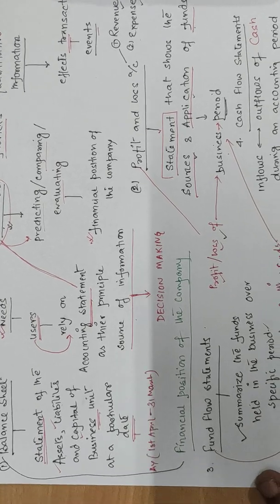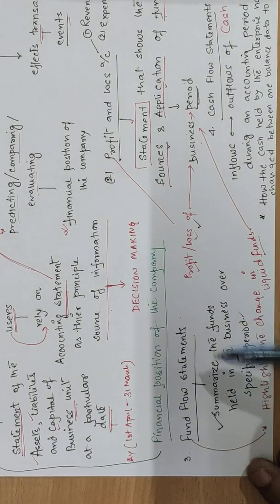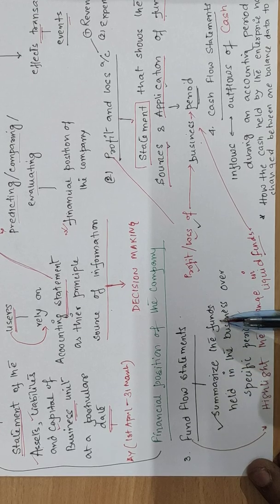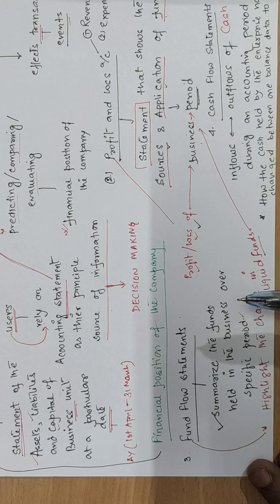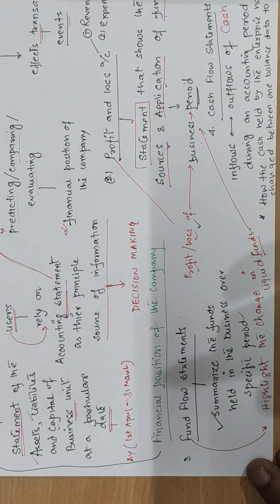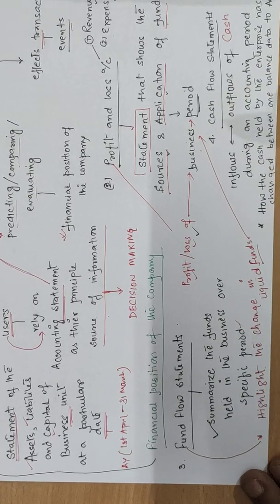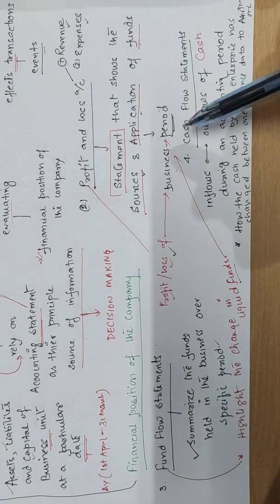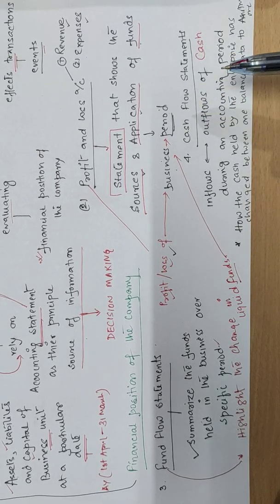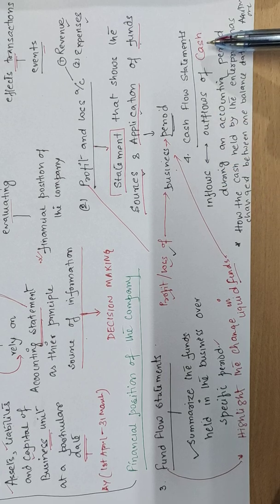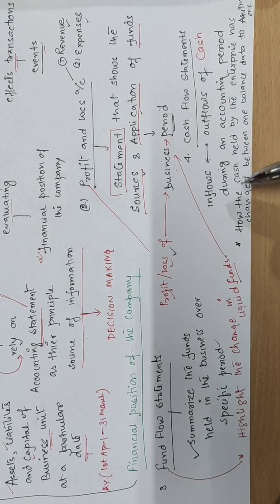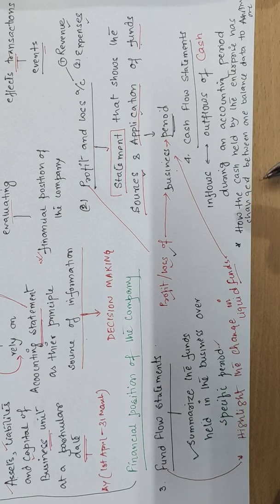Third, we have the fund flow statement. It is a summary of funds, cash funds and various funds held in a business over a specified period. The main point here is that it highlights the changes in liquid funds during a year or during a business period. And the last one we have got is the cash flow statement, because it highlights the inflow and outflow of cash during an accounting period. It explains how the cash held by the enterprise has changed from one balance sheet date to another balance sheet.